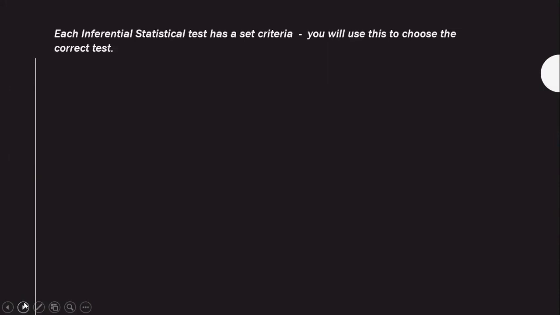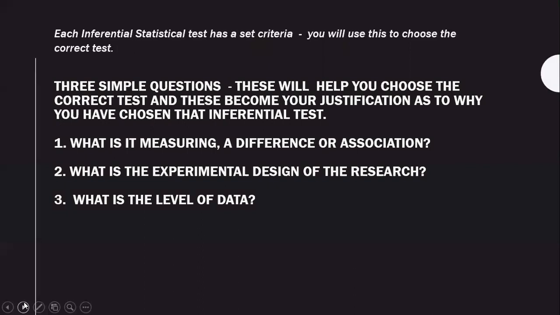Now, when it comes to inferential statistics, each inferential statistical test has a set criteria. And this set criteria is specific to that test, but what makes it so nice is actually there are three simple questions that you can ask that will help you choose the right test. And also these three questions that you're asking become your justification why you chose that.